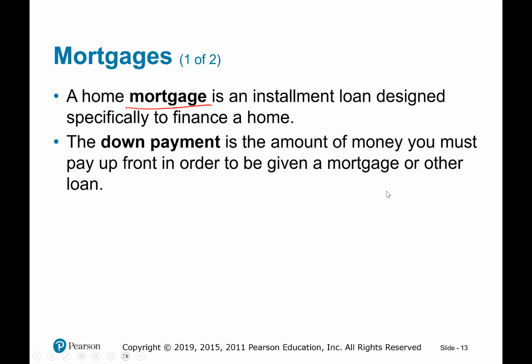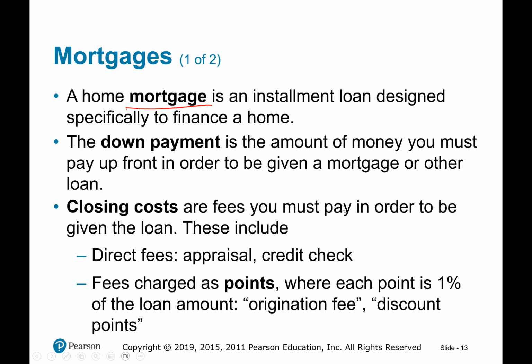So anyway, the down payment is the amount of money that you are going to have to pay up front in order to be given a mortgage or other loan. Usually it's 20%. 20% is the standard. In fact, that's what's recommended.